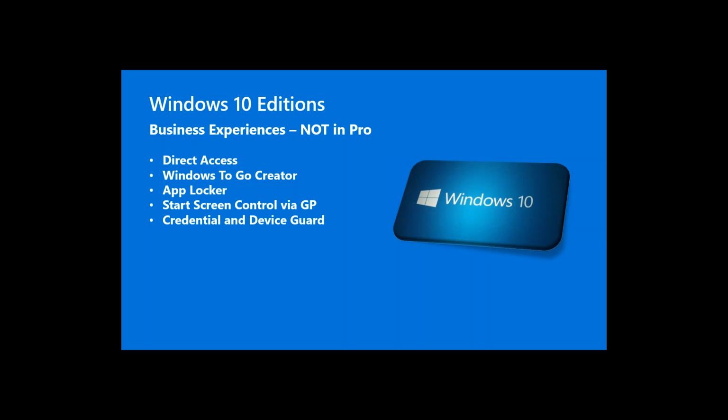Windows to Go Creator, Windows to Go being the ability to run Windows from a certified USB stick. If I wanted to take my computer without taking my computer, I could load Windows to Go onto a USB stick and then plug it into another computer and access my Windows, modify some files and things like that, and then shut it down, and I'd take that USB stick with me back to the office and sync it back up. The ability to create that is only in Enterprise and Education.